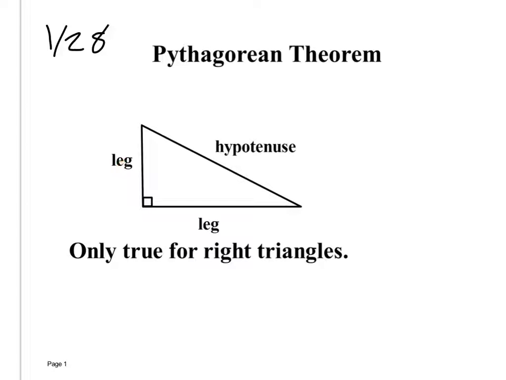The legs are adjacent, meaning they touch the right angle. So you have two legs and a hypotenuse on a right triangle. You have to know which is which. If you get confused, it will not work out. It only works out if the legs are here and the hypotenuse is here. Any questions?